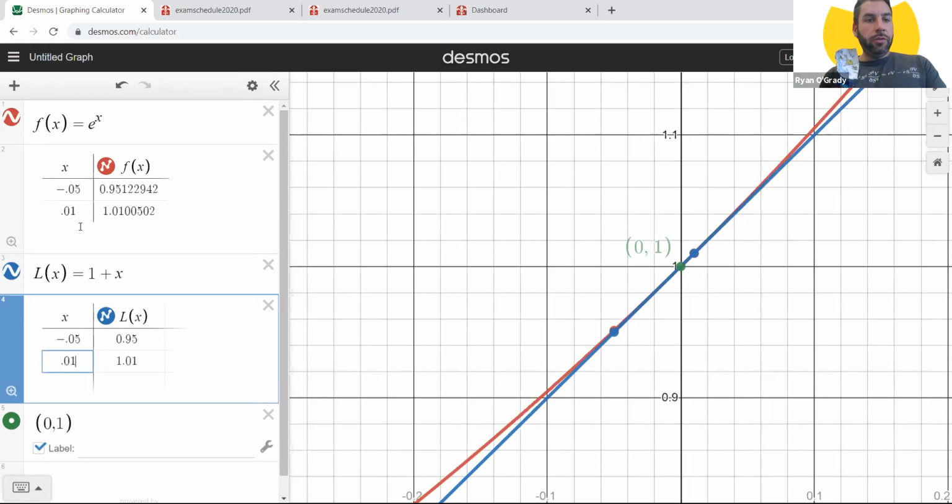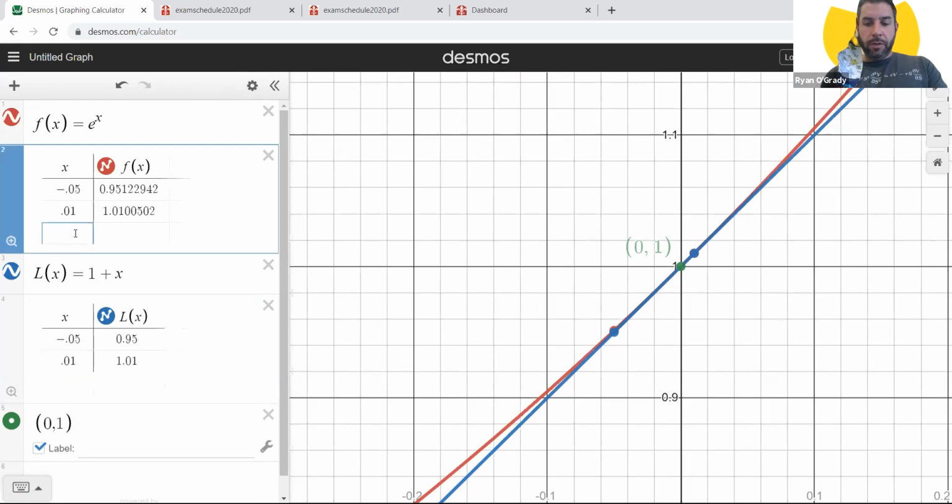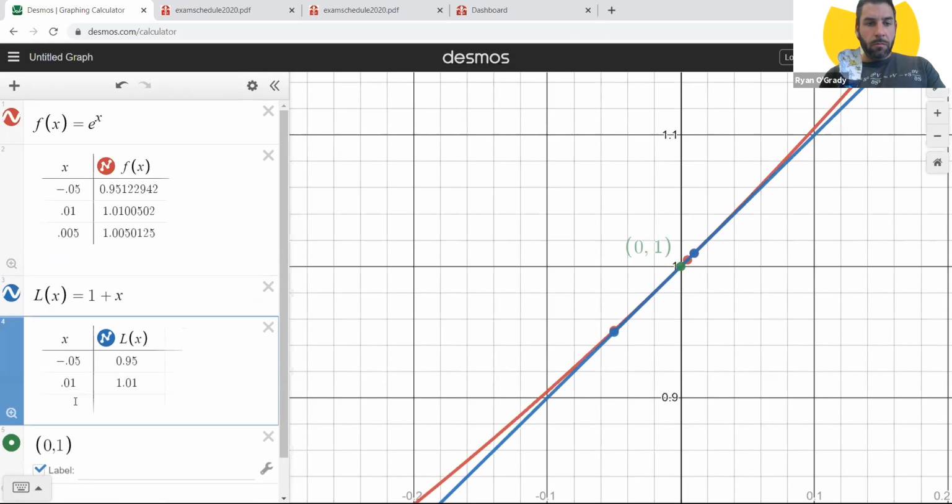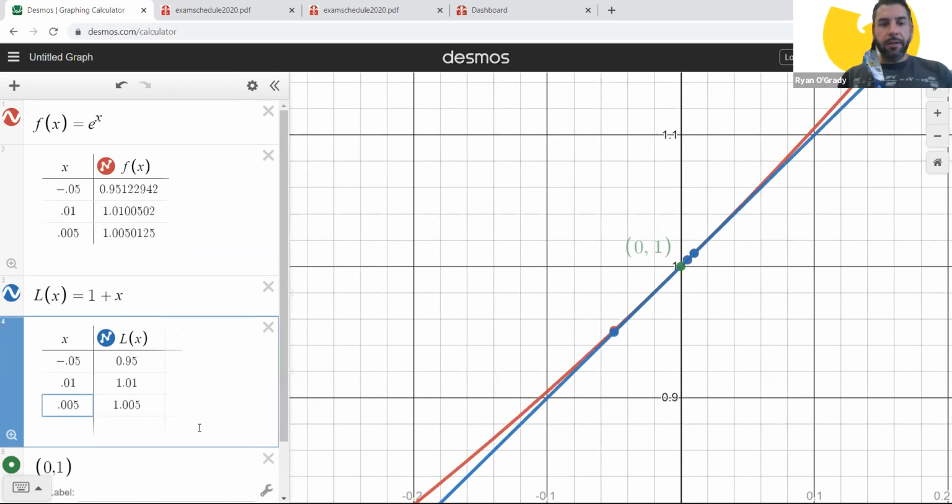Get even closer to 0. If I get even closer to 0, how about 0.005? Once again, now I'm accurate to 3 decimal places. And over here on the right, you'll see the corresponding outputs. Look, the red dot is basically, for all intents and purposes, on top of the blue dot.